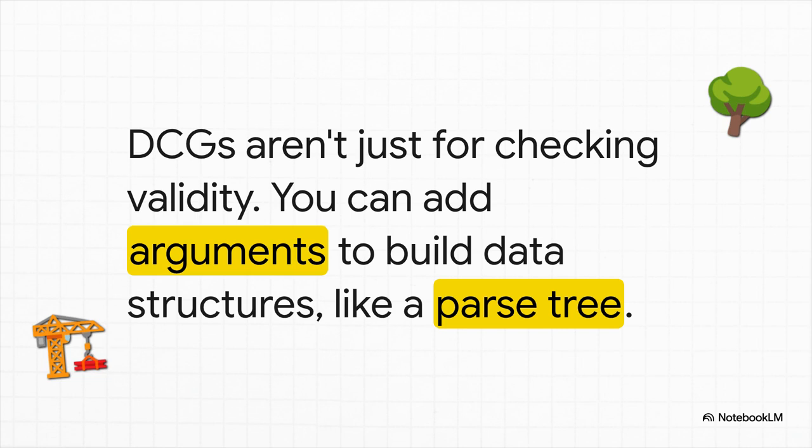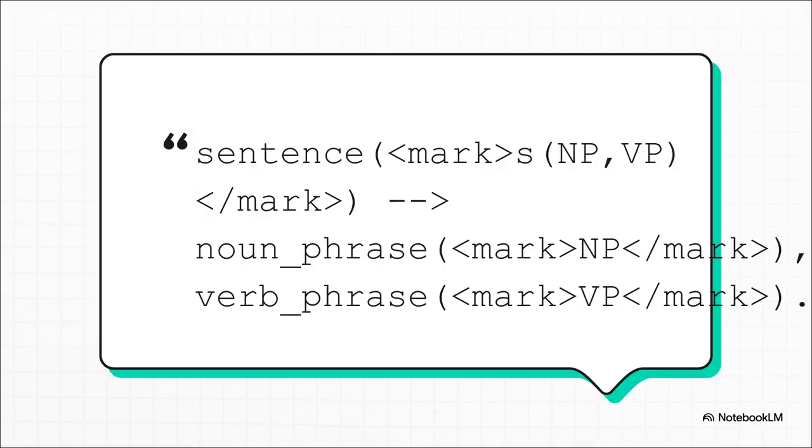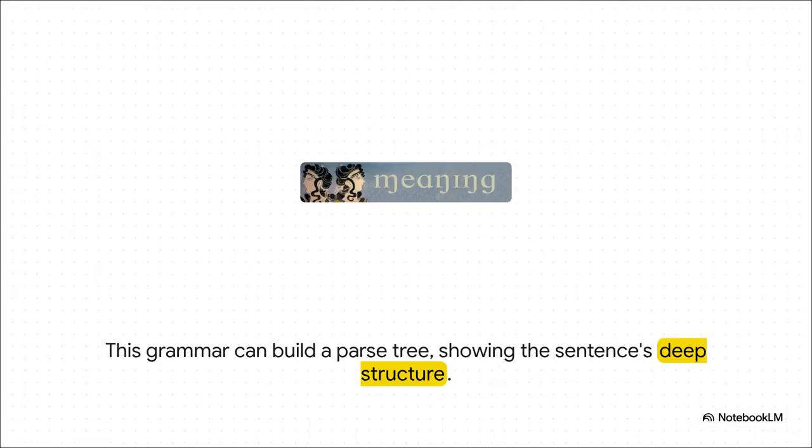And by adding our own arguments into our grammar rules, we can build really complex data structures on the fly as we parse. The classic example, of course, is building a parse tree to show the grammatical structure of a sentence. Take a look at this modified rule. We've added our own variables, NP and VP. Now, the rule still means a sentence is a noun phrase followed by a verb phrase, but now it has a second job. It also says, whatever structure the noun phrase rule builds, put it in the NP variable. Whatever the verb phrase rule builds, stick it in VP, and then combine them into this final structure, S of NP, VP. And this is what you get.